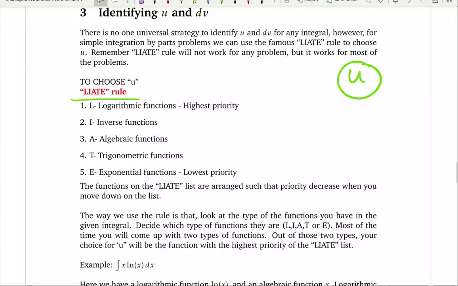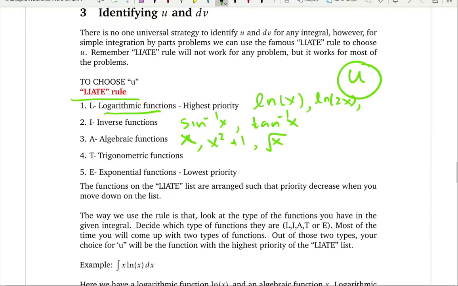L means logarithmic functions like natural log x, natural log 2x. I means inverse functions, like sine inverse x, tangent inverse x, inverse trigonometric functions. A means algebraic functions like x or polynomials, x squared plus 1, square roots, those types of things. T means trigonometric functions, sine x, cosine x. Don't mix them up with inverse trigonometric functions. That's a different category. These are just simple trigonometric functions, sine, cosine, tangent. E means exponential, that means e^x, e^(2x), those types of functions.